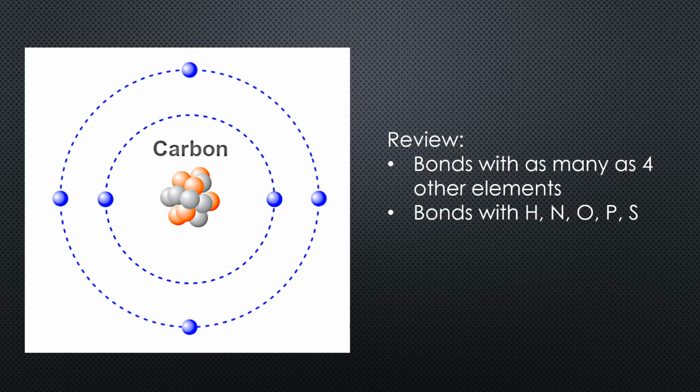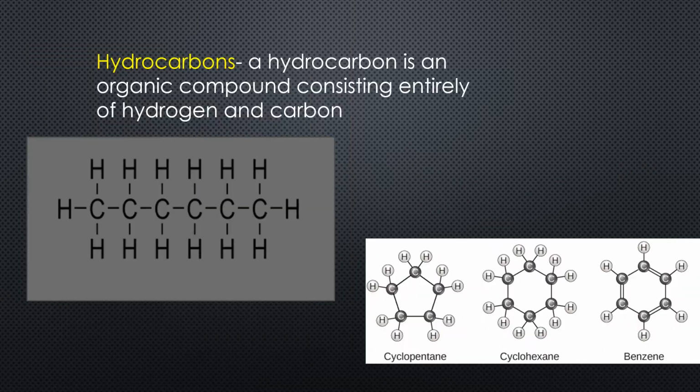One thing to know about carbon is that it also bonds with other carbon atoms. And that carbon-to-carbon bond is very stable. So it can form long chains. And when we do, we call those long chains hydrocarbons. A hydrocarbon is just an organic compound consisting entirely of hydrogen and carbon.